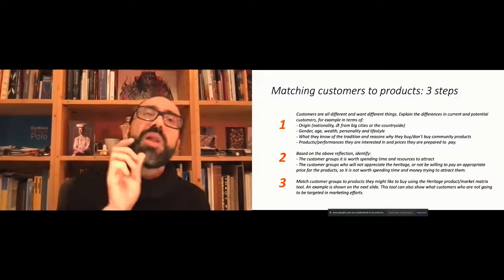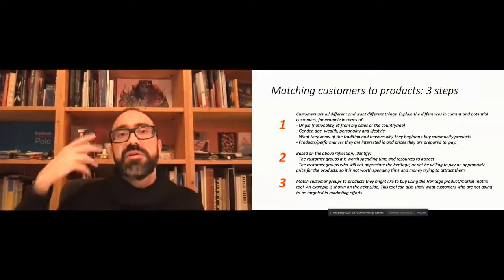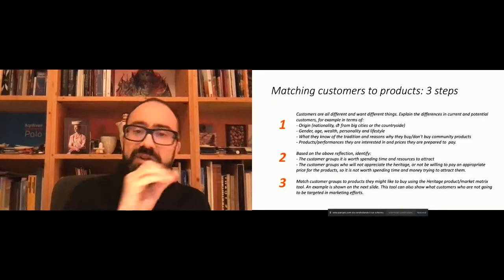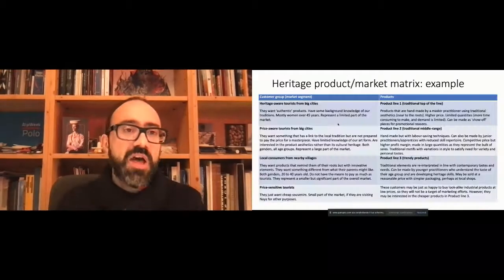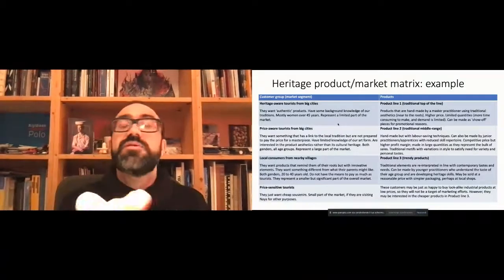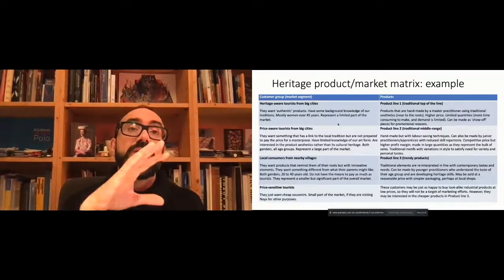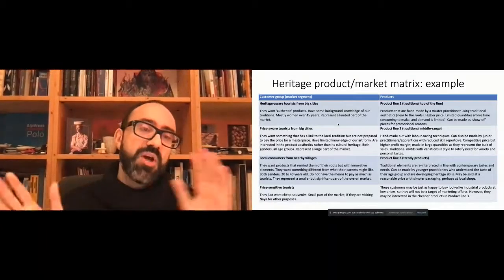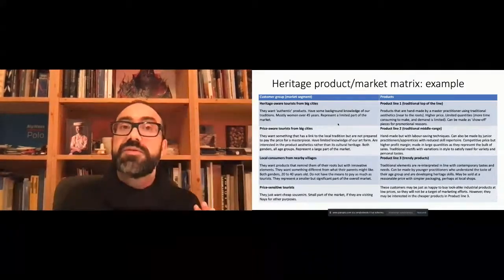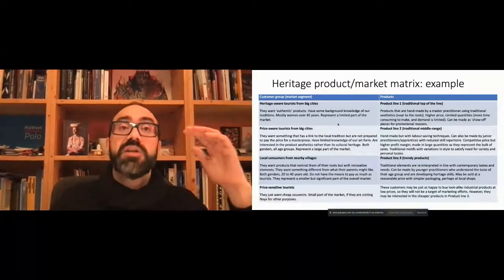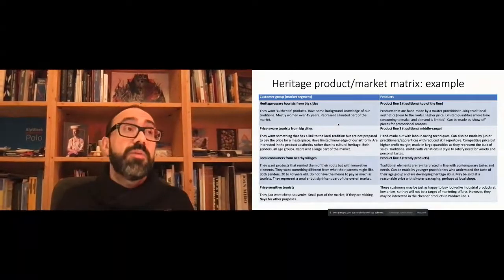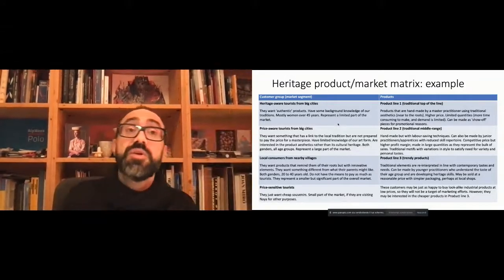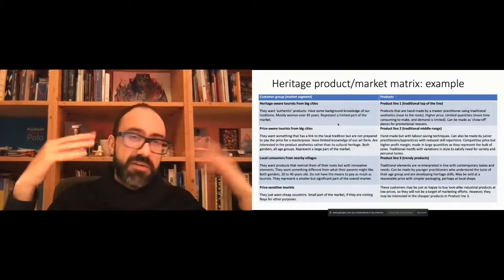Okay, so one way you can formalize this reflection would be to use what we call the heritage product market matrix. This is an example. Of course, this is just an example. You have to think of your own, but it's built like this. You look at different market segments: men, women, young, older, people from this area, people living in big cities, tourists, locals, and many other things.